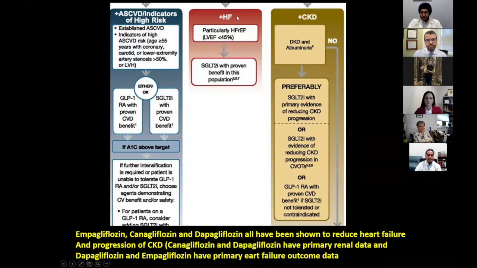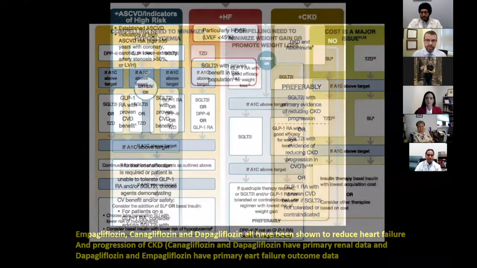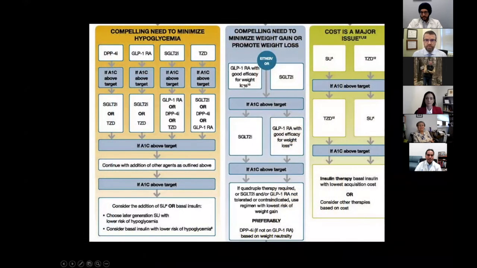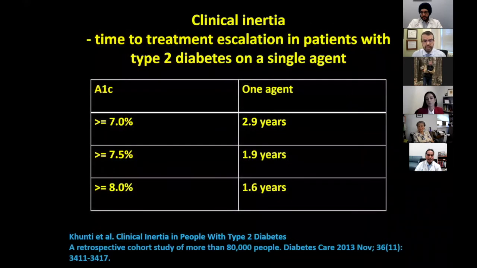For the patient with heart failure, fantastic data in terms of reducing hospital admissions and using SGLT2s there. And in chronic kidney disease, again, SGLT2s being extremely effective, reducing chronic kidney disease progression as well. I've mentioned hypoglycemia, but also good to consider where weight gain or promoting weight loss is an issue, using a GLP-1 or SGLT2, and also where cost is an issue, being practical, thinking about options which actually carry less of a financial burden as well. So that's the advantage of those guidelines.